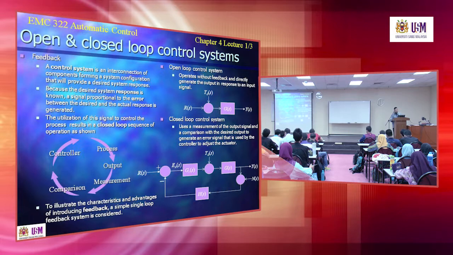When we work on the feedback control system and measure the output, sometimes the sensor will face problems with noise. Sometimes there is some input because of the noise, which is why we consider the noise here. Basically, the difference between open loop and closed loop is just the addition of the feedback system. The closed loop control system uses a measurement of the output signal and a comparison with the desired output to generate an error signal that is used by the controller to adjust the actuator.